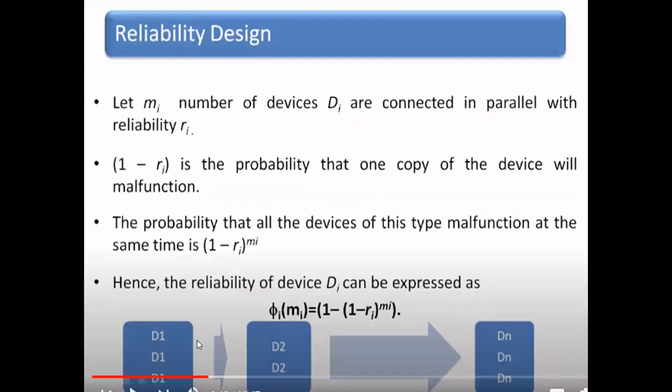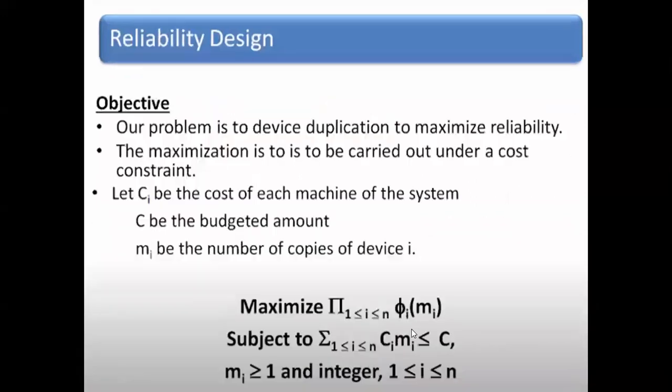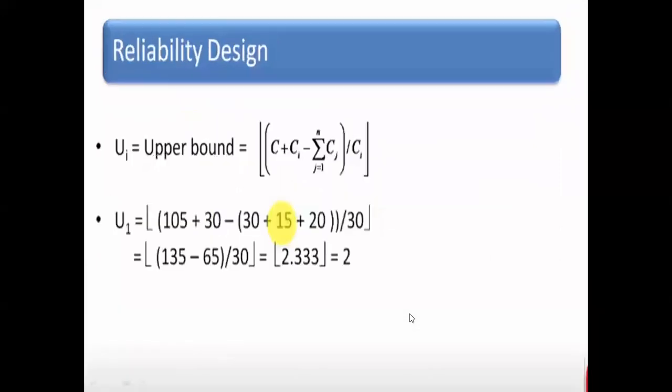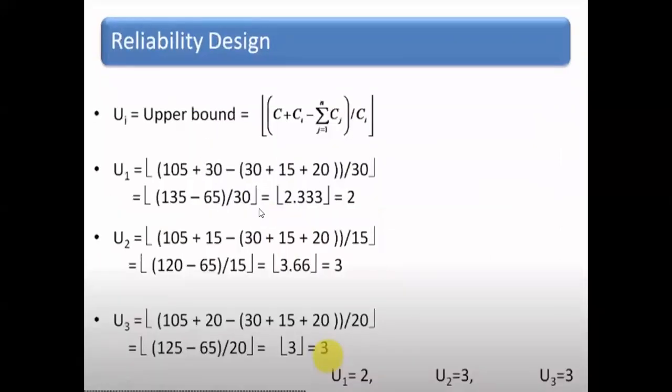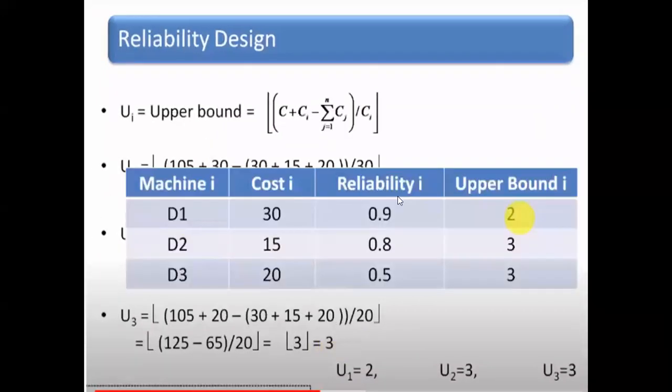It means that to design any system, every stage must have a minimum of one device: D1 minimum 1, D2 minimum 1, D3 minimum 1. The maximum number of devices that you are calculating gives the upper bounds U1, U2, U3.